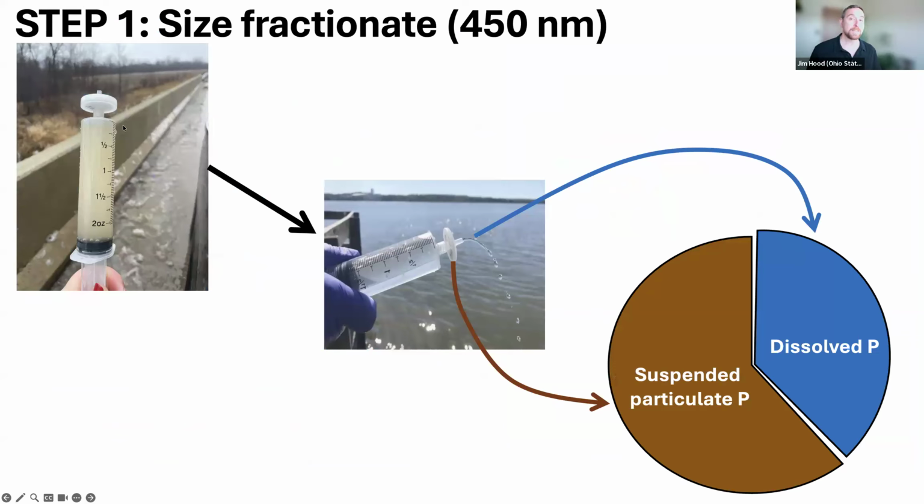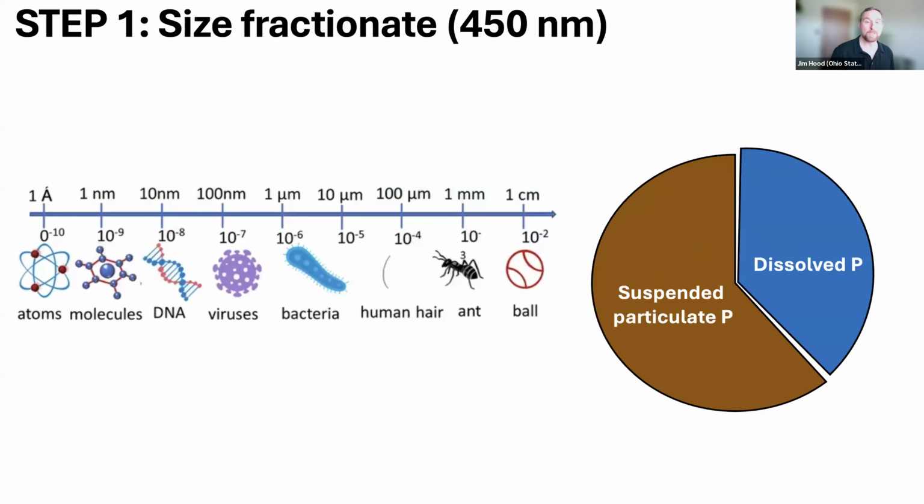So we use a filter that's 450 nanometers or 0.45 microns, and we push the water through that filter. The stuff that comes out is considered dissolved phosphorus. And the stuff that is captured on the filter is particulate phosphorus. And just to put this in scope, this chart goes from 1 nanometer all the way up to 1 millimeter, an ant, and a 1 centimeter baseball. And basically we're cutting this off here.